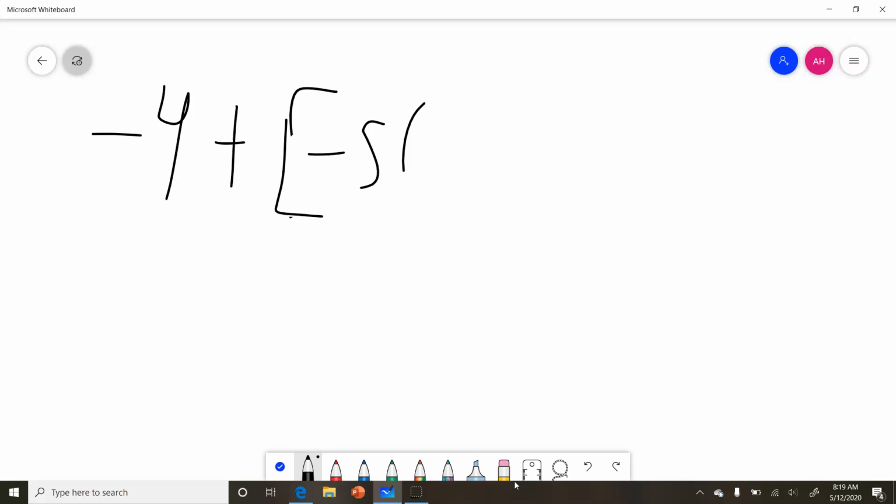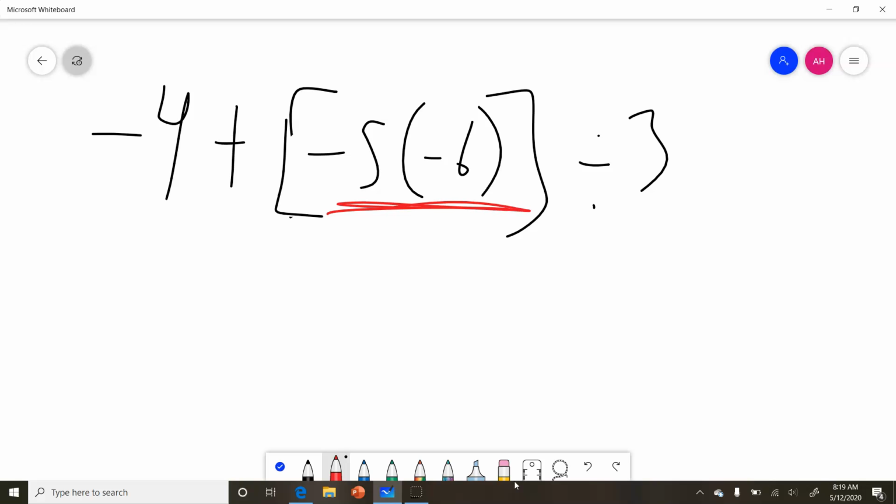So this will be kind of like number 1. We have -4 plus, and then in brackets, -5 times -6, and then end of brackets, divided by 3. Okay, so the first step is to do what's in the brackets.